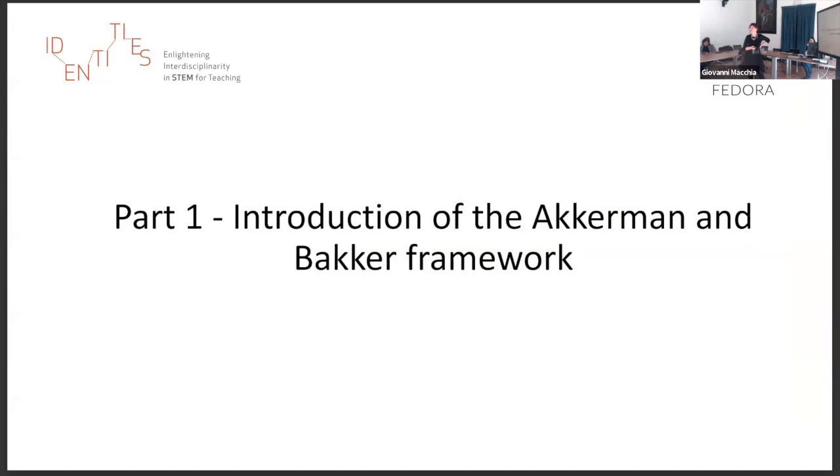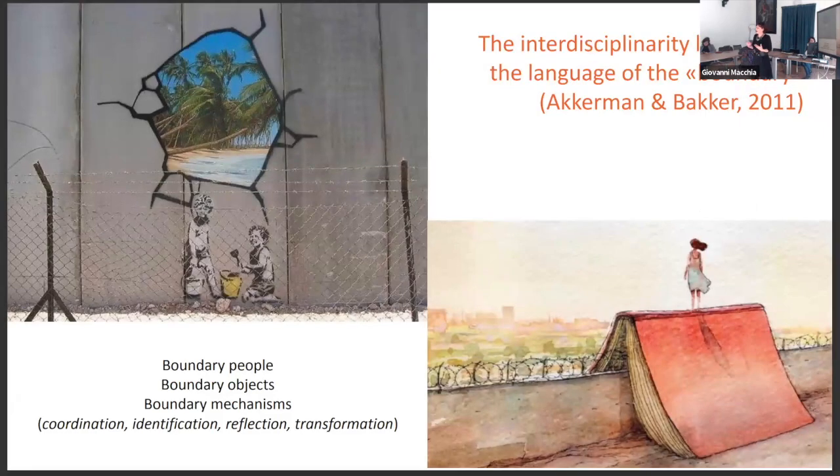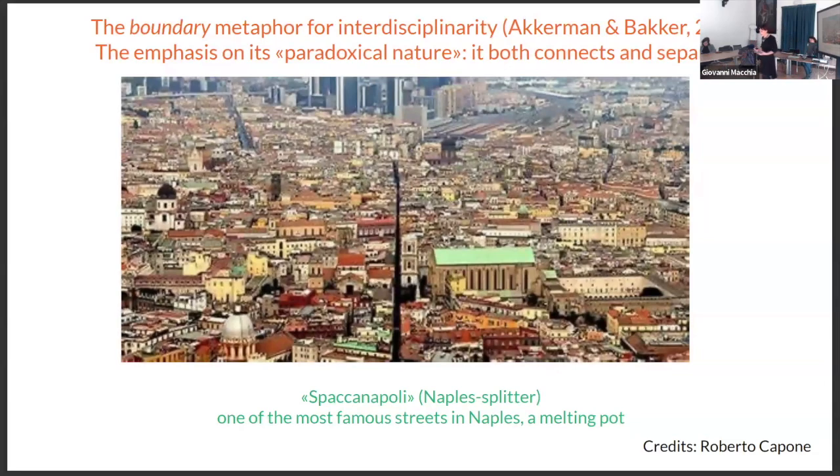So the introduction of the Akkerman and Bakker framework, as I told, is very widely used in our field, and actually it is a sort of elaboration, a construction of this idea that interdisciplinarity and interdisciplinary context can be conceptualized as a boundary zone, okay? As a boundary zone. And the idea is to use the boundary metaphor as a way to describe what happens in an interdisciplinary context. And in this framework, Akkerman and Bakker describe people who inhabit, who work in this interdisciplinary context as just one aspect.